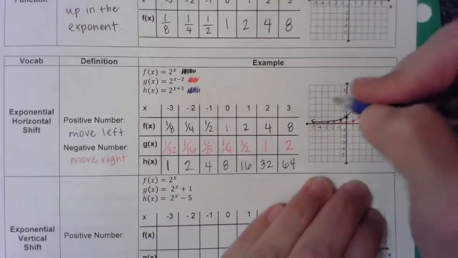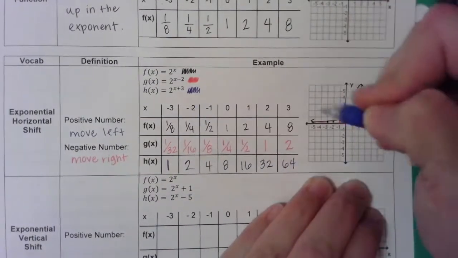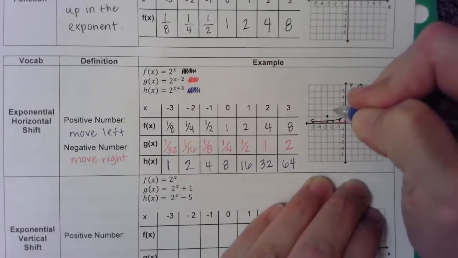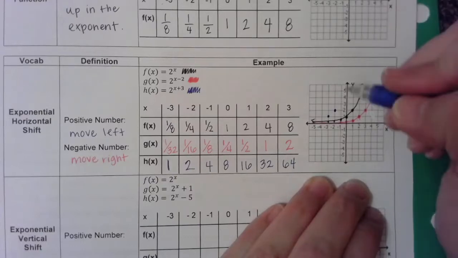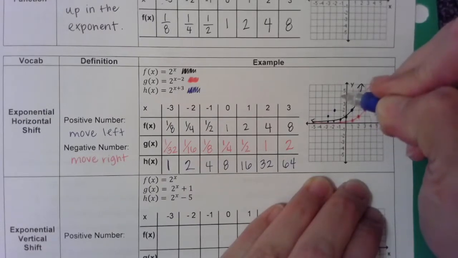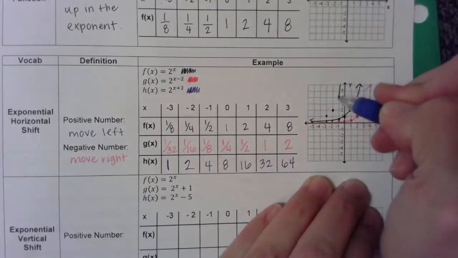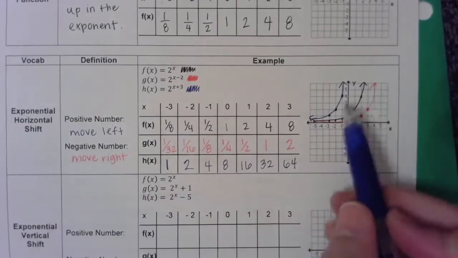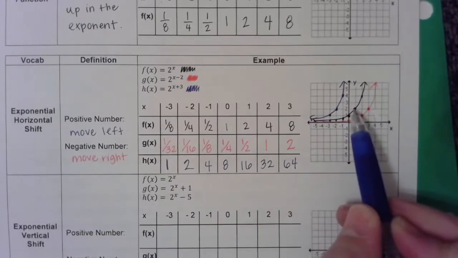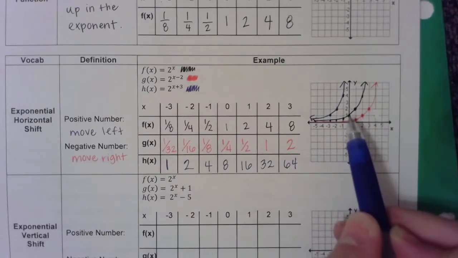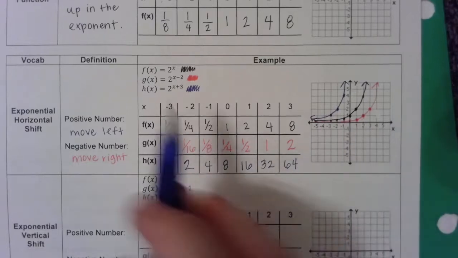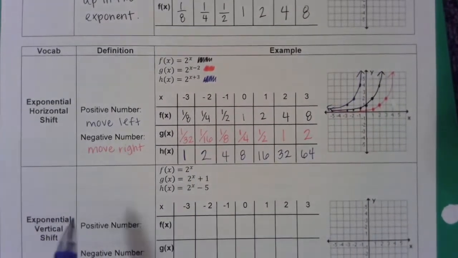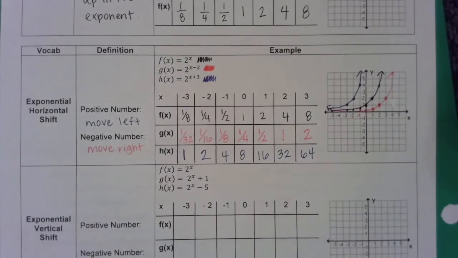When I graph it, let's do this one right. -3 goes with 1. -2 goes with 2. -1 goes with 4. And then the next one would be up off the graph. It looks taller, but it's not taller. What actually happened was this point that was here went 1, 2, 3 to the right. And this point that was here went 1, 2, 3 to the right. So a number up in the exponent is going to move it horizontally. Horizontally is either left or right, and it's going to move it the opposite of the number that you see.